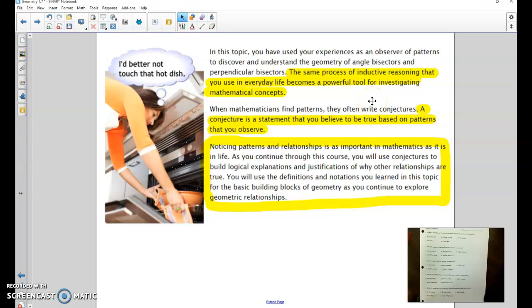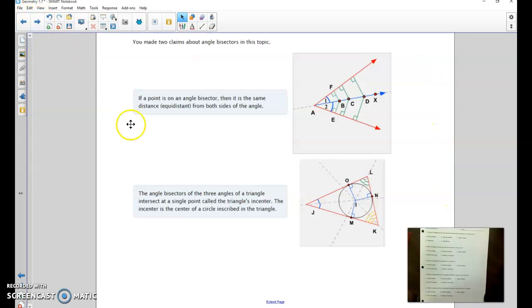We learned how to make conjectures, which remember are statements that we believe to be true based on our observations, but they have not been proven to be true. Once we prove them to be true, they will become theorems. So noticing patterns is a really important concept that we use in math a lot, and especially in the building blocks of geometry.